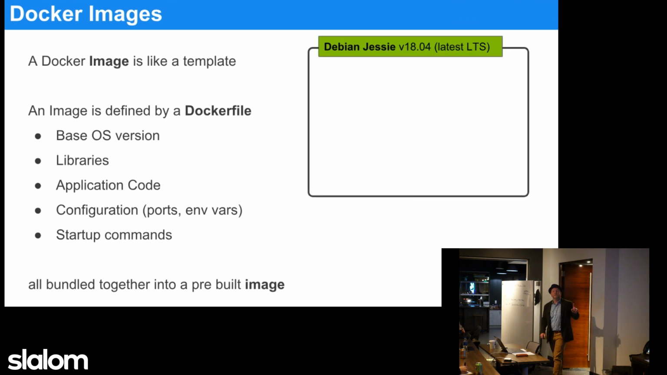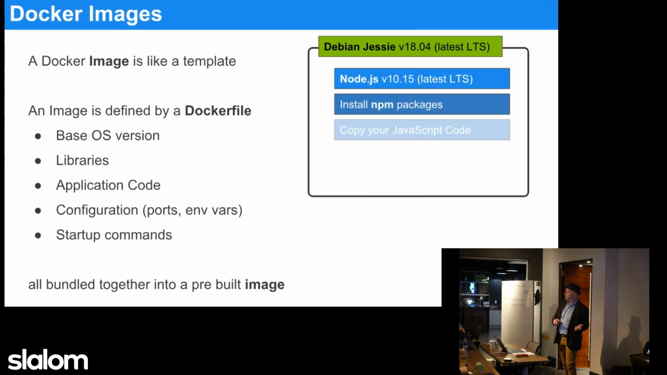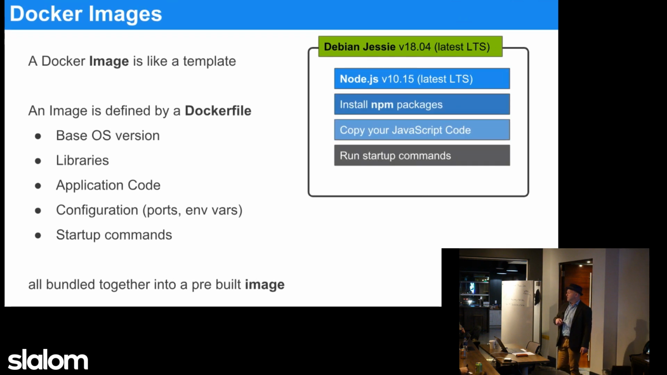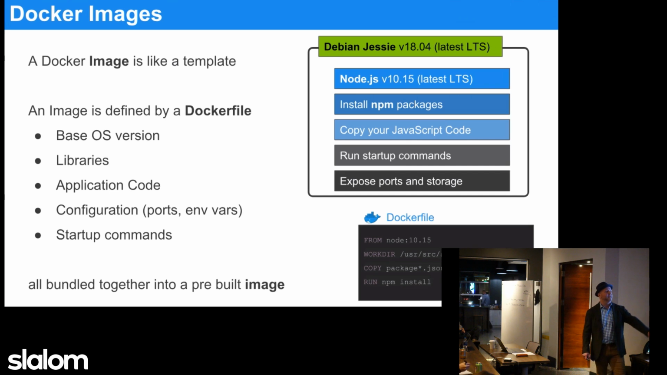So you can start with something like Debian or Ubuntu, a Unix variety, as your base image. And then on top of that, you can install the latest Node.js versions, install NPM packages, and copy your JavaScript code in. You can run your startup commands and then expose ports and storage. What that looks like is this little snippet down here, which is an actual Dockerfile. It does all the things that you see up there, and we're going to write Dockerfiles and do all that kind of goodness as part of this talk.